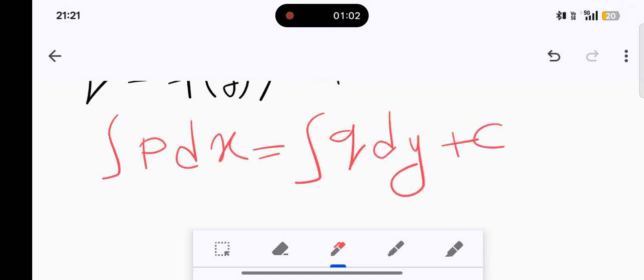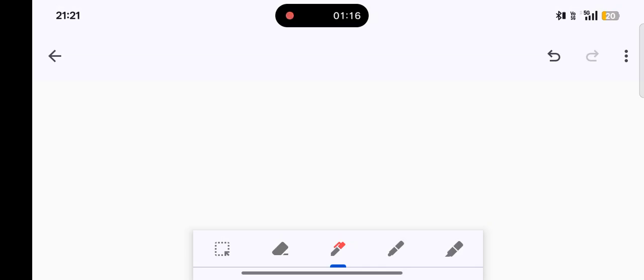Now c, what is c? C is the indefinite integral constant, IIC, indefinite integral constant. Well, after integration you will get the solution of this equation. So let's do some examples.